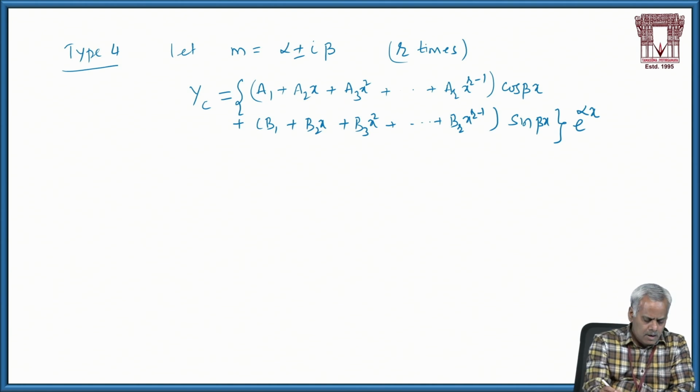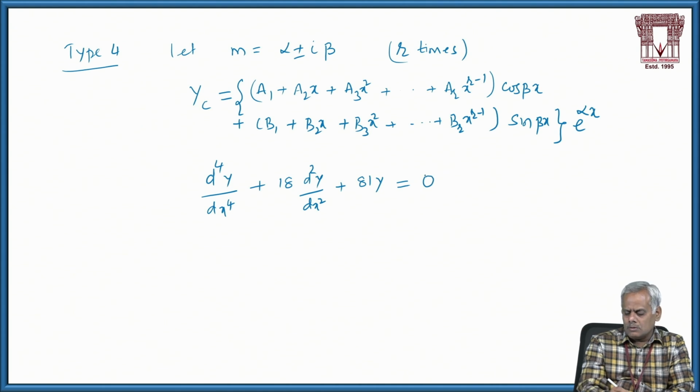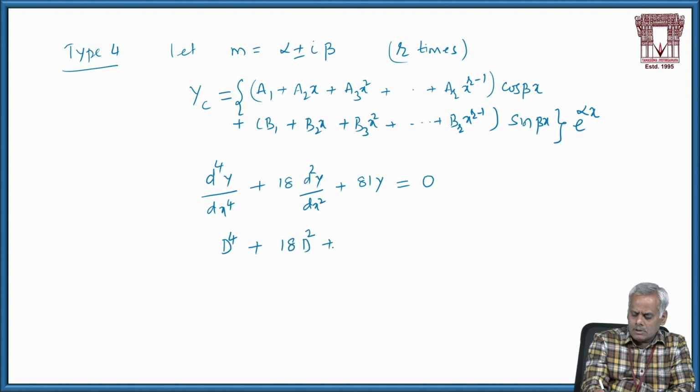Now, for example, consider a differential equation d⁴y/dx⁴ plus 18 d²y/dx² plus 81y is equal to 0. In terms of the differential operator, this equation can be written as (D⁴ + 18D² + 81) y = 0.